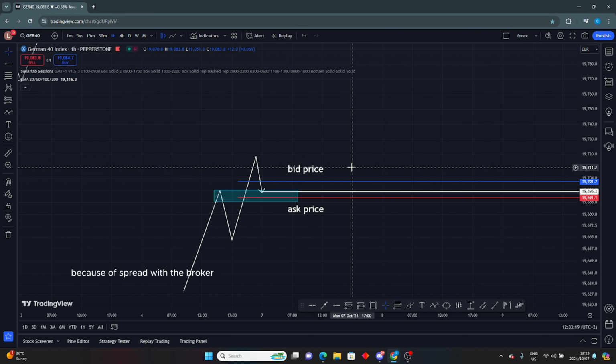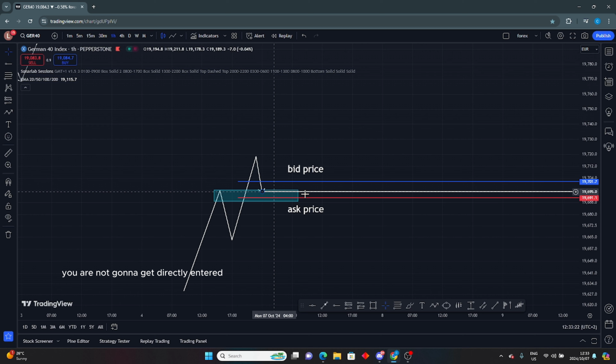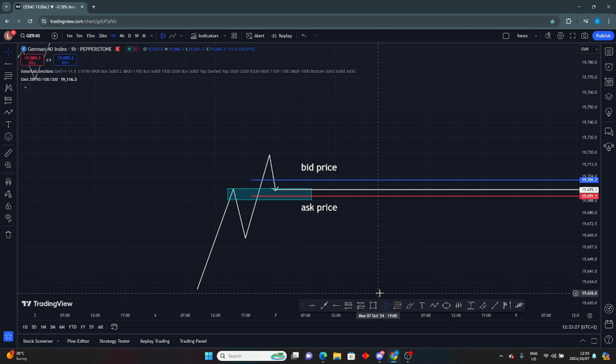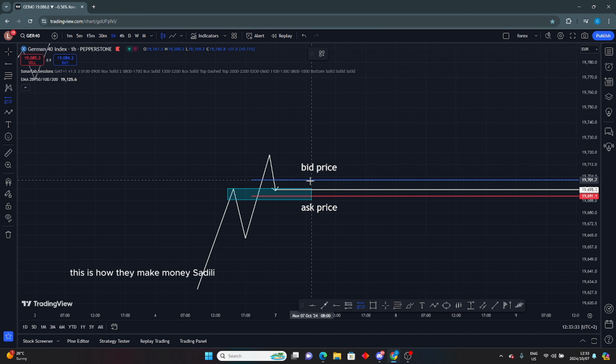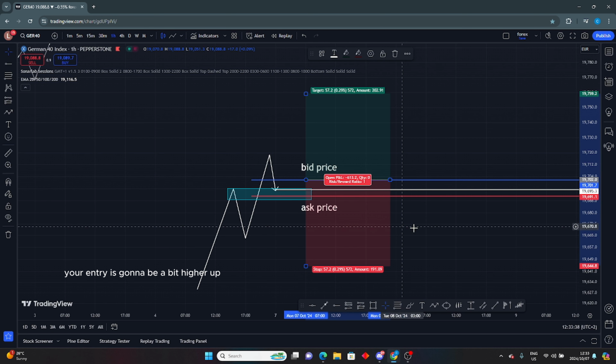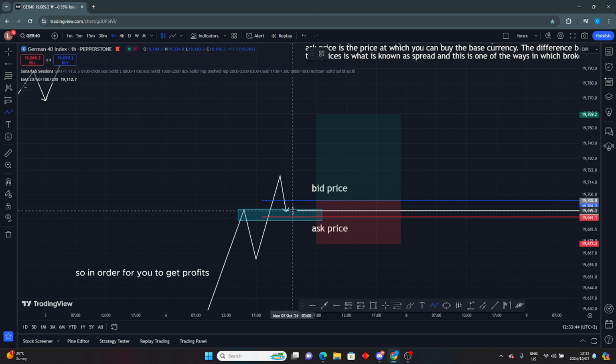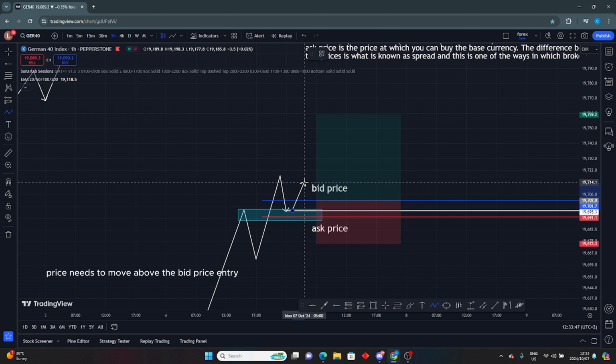Because of spread with the broker, you are not going to get directly entered at this white line. You're going to be entered at the bid price, correct? Why? Again, this is the broker's facilities. This is how they make money. So when you enter a buy at this area, your entry is going to be a bit higher up instead of where price is. In order for you to get profits, price needs to move above the bid price entry where you entered, right? So that it can accumulate the profits. But if it's below as you enter, automatically you'll be in a negative area.